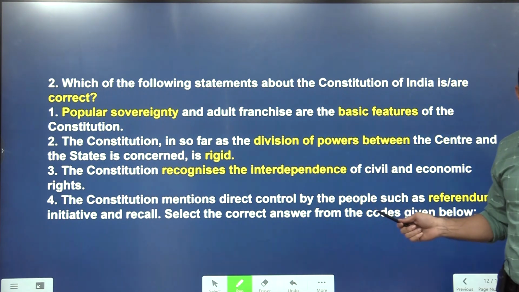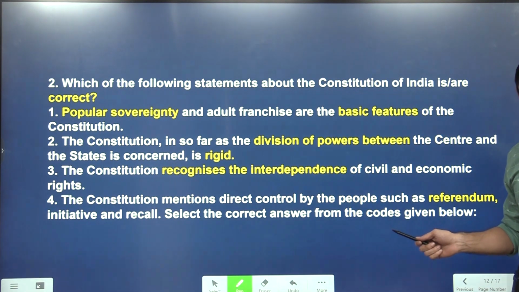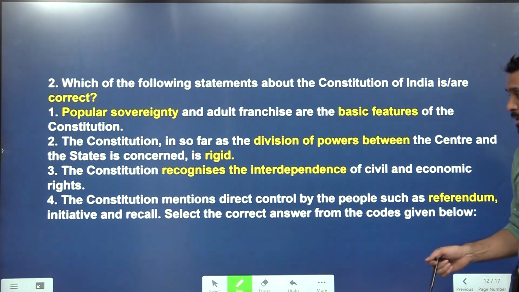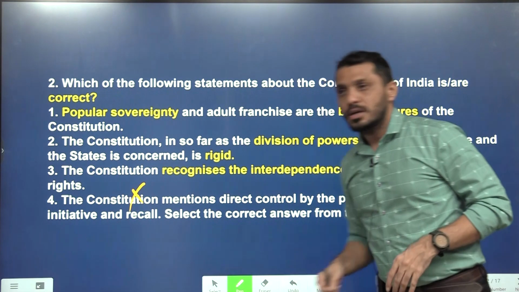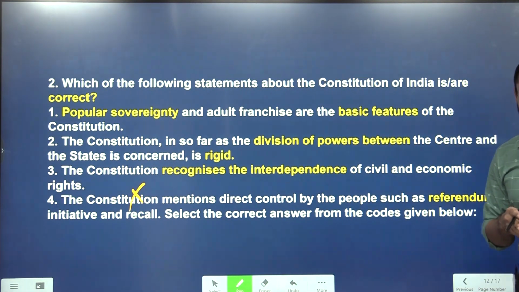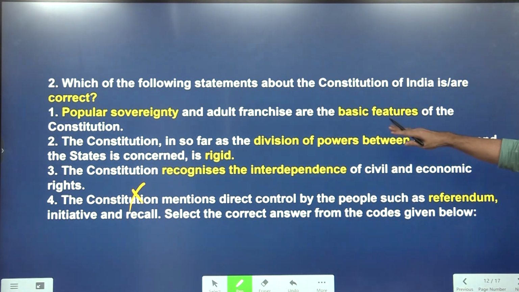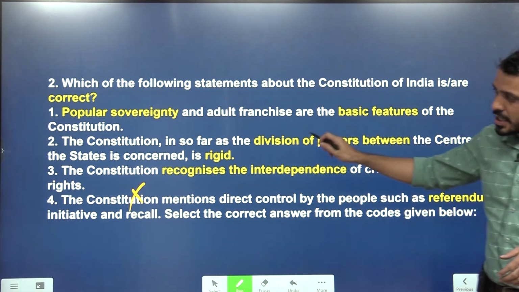Out of these four statements, which statement will you rule out completely, directly, straight away? Fourth. The Constitution nowhere mentions direct democracy. Clear. Next we'll go back to the third. So here, the second statement, look at here.